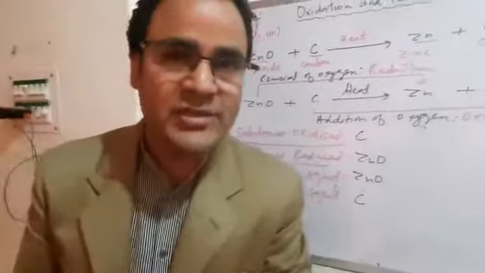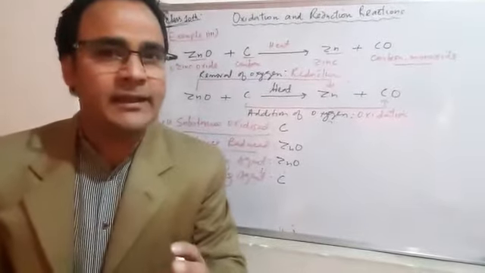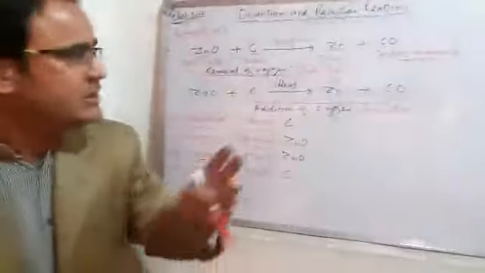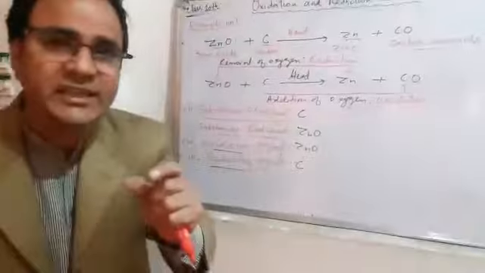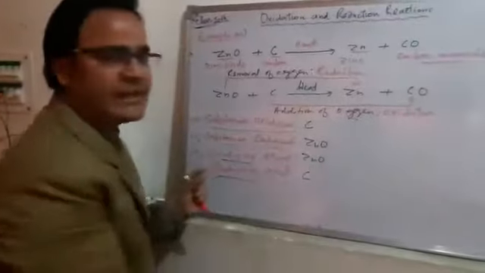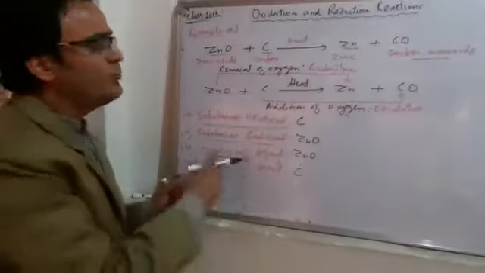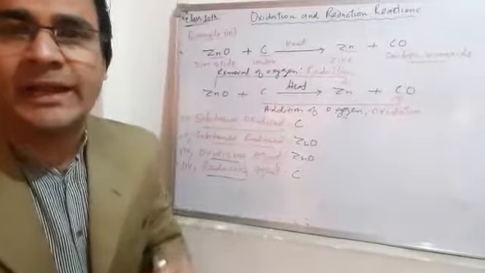So I hope, my dear students, you have understood my lecture so far as oxidation and reduction reactions are concerned. I will repeat, oxidation and reduction reactions are those reactions where oxidation and reduction take place simultaneously. In all the examples I gave you, oxidation and reduction take place simultaneously. So this is all about oxidation and reduction reactions.